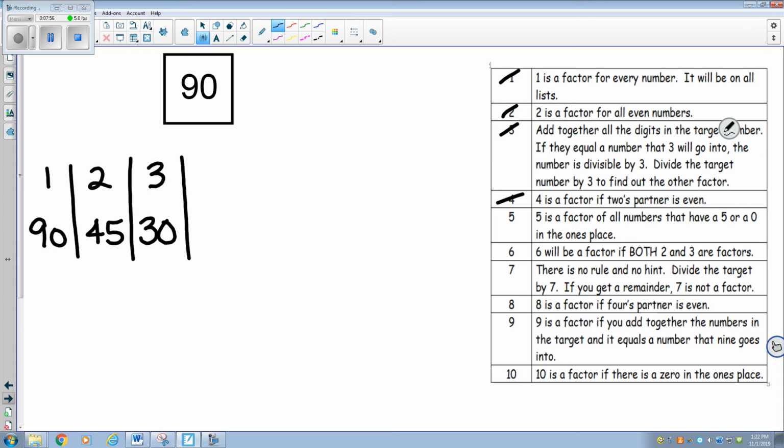Let's take a look at 5. 5 is a factor for all numbers that have a 5 or a 0 in the ones place. 90 does have a 0, so that means that 5 will be a factor. 90 can be divided evenly by 5. So now we need to figure out 5's partner. So we have 90 divided by 5.